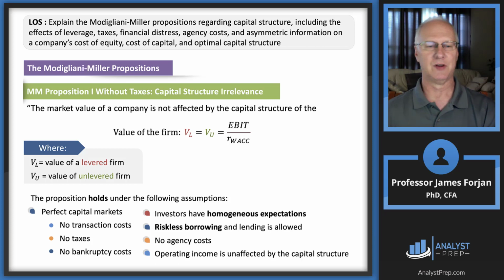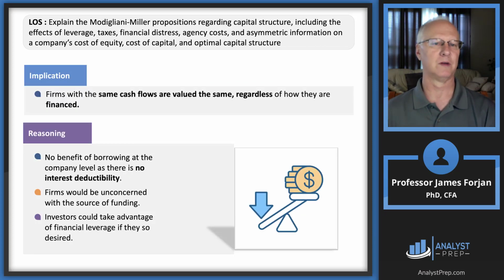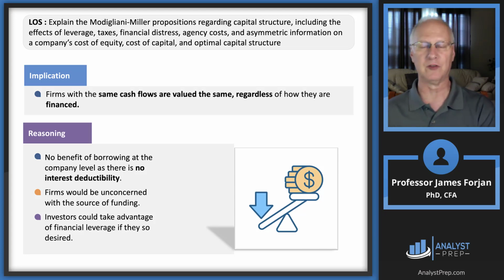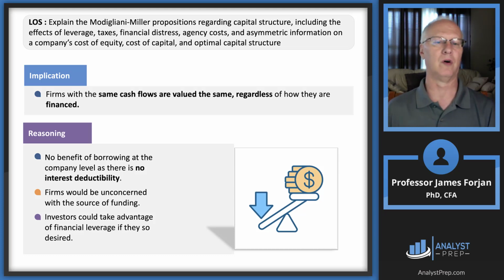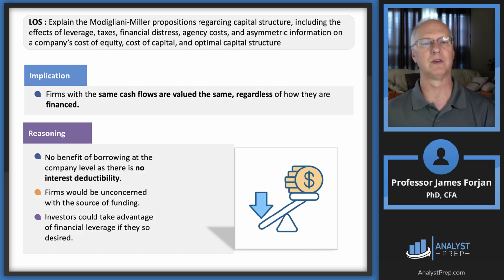So look at that last teardrop point on the right. Operating income is unaffected by the capital structure. All right, so what is the big implication here? If two firms have the same cash flow, then their values are going to be the same, regardless if one firm is highly leveraged and one firm has hardly any leverage.